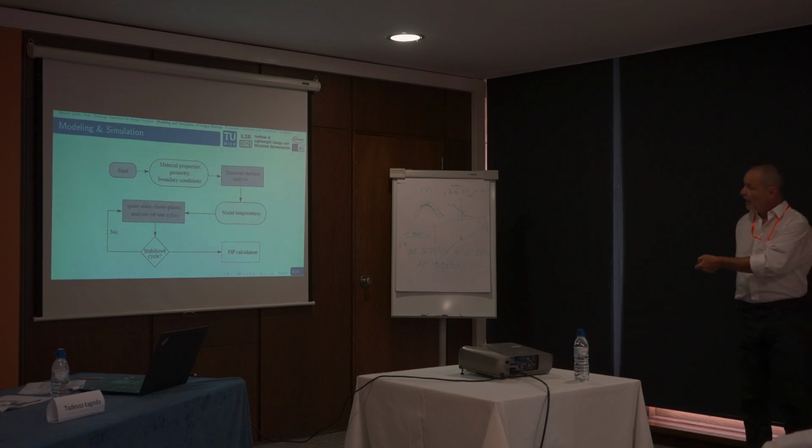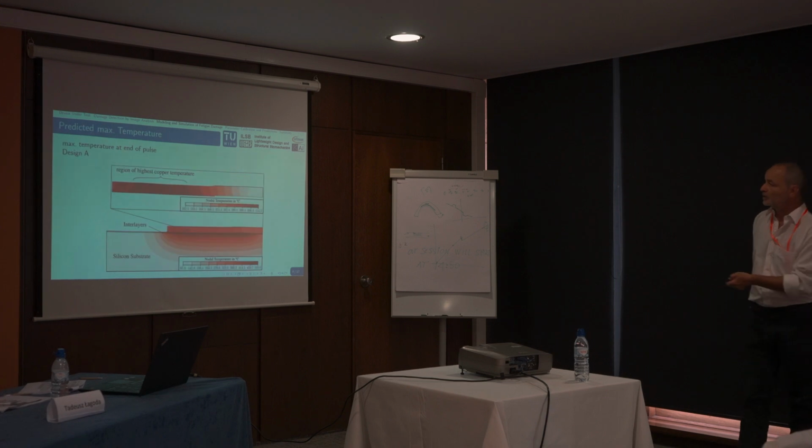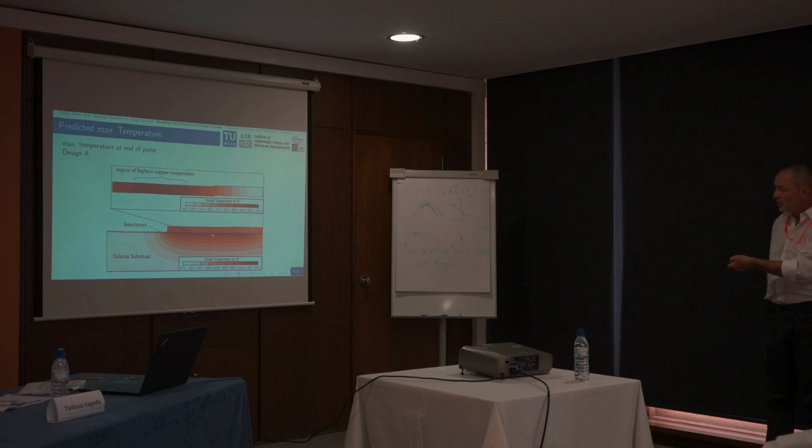Next I will show you one figure of the nodal temperature distribution and the distribution of the fatigue indicator parameter. So that's the temperature. On the bottom you see the entire device. You see a strong gradient of temperature in the silicon because the conductivity is lower, and you see heating up in the copper.